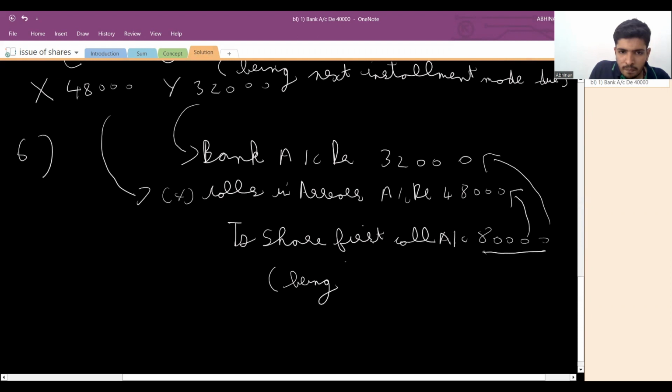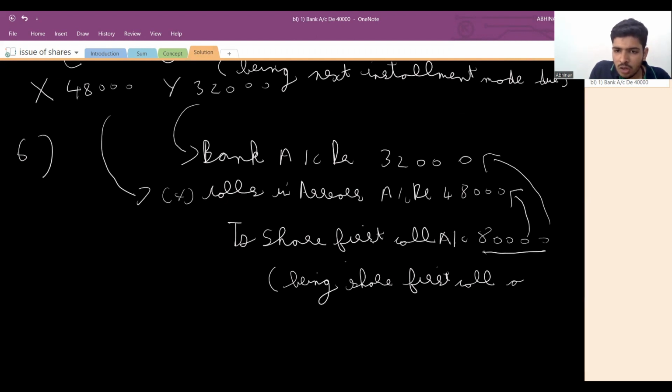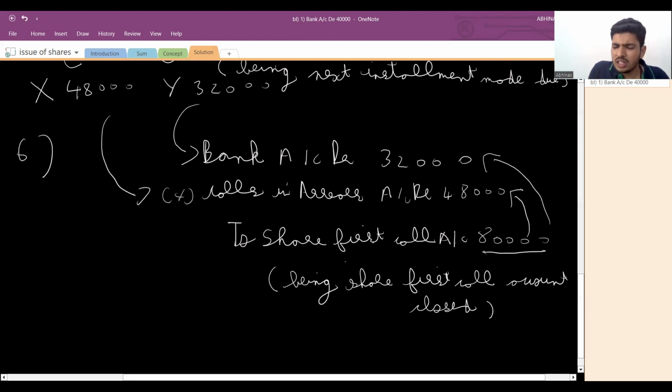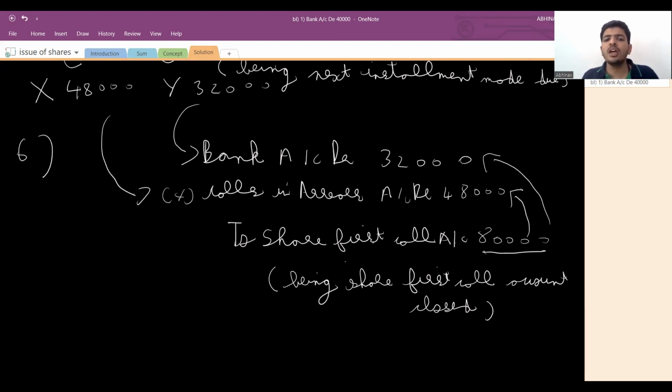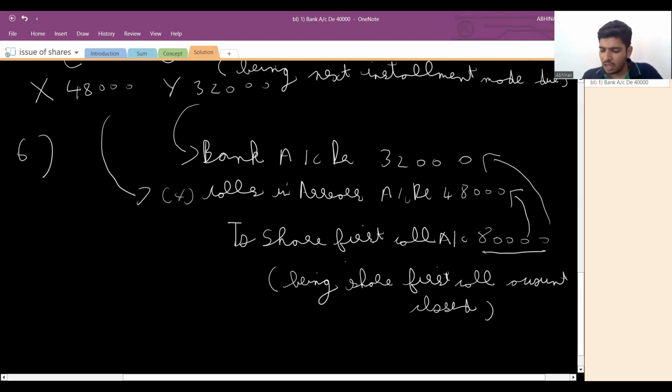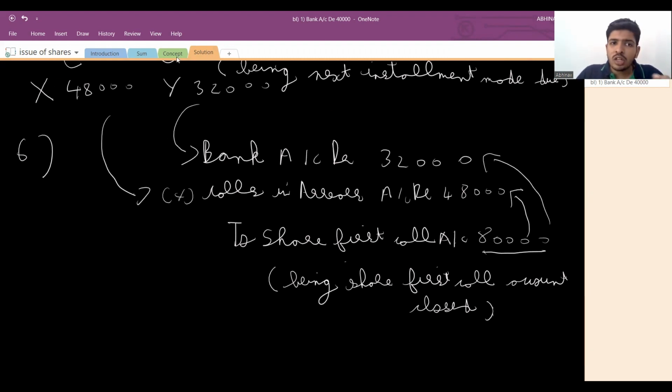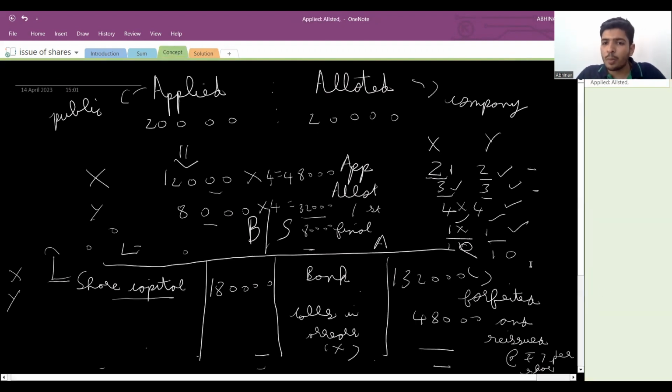Now, being share first call account closed. Now see, the narration can be anything. Right now I'm writing the narration in a very conceptual way. If you want, you can write: being share first call account, 32,000 transferred to bank, 48,000 transferred to calls in arrears. You can write any narration, but the concept is more important than the narration. So till now, the third installment was done.